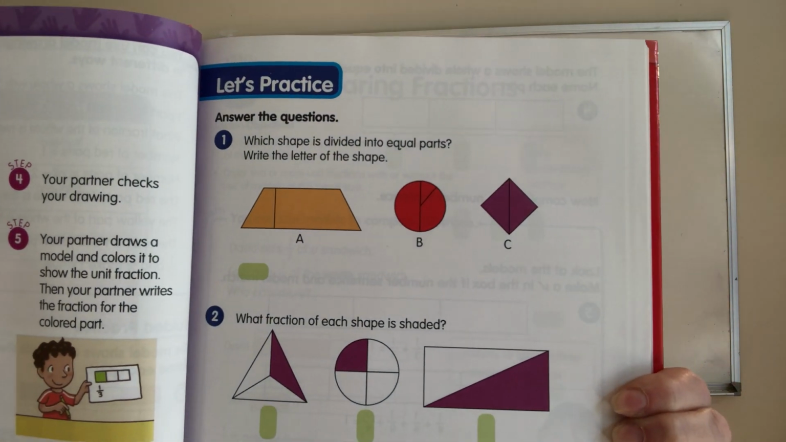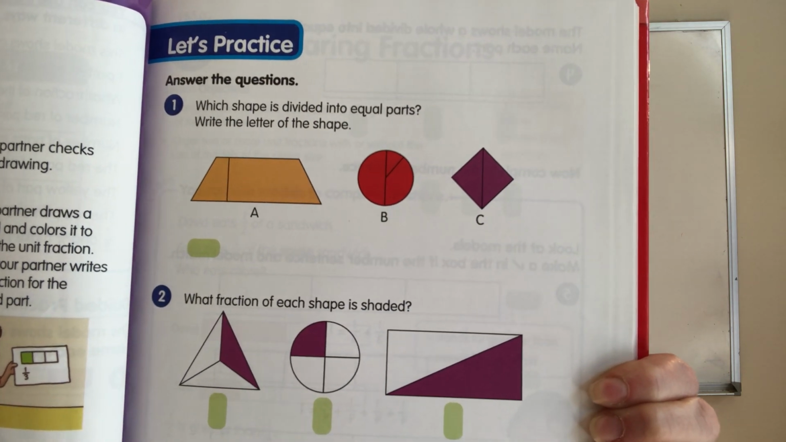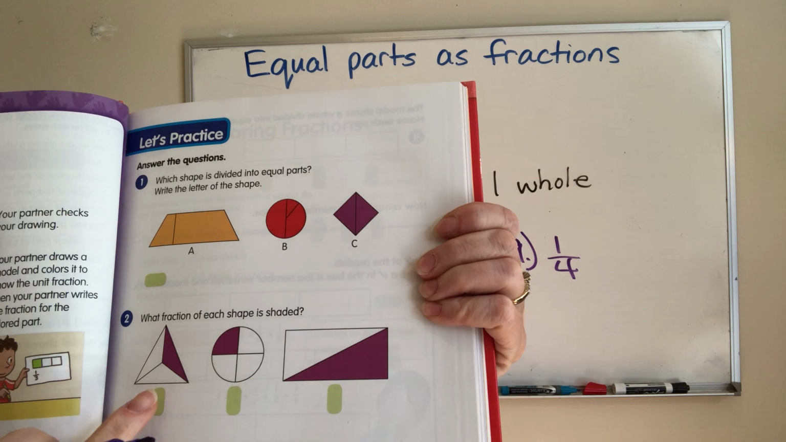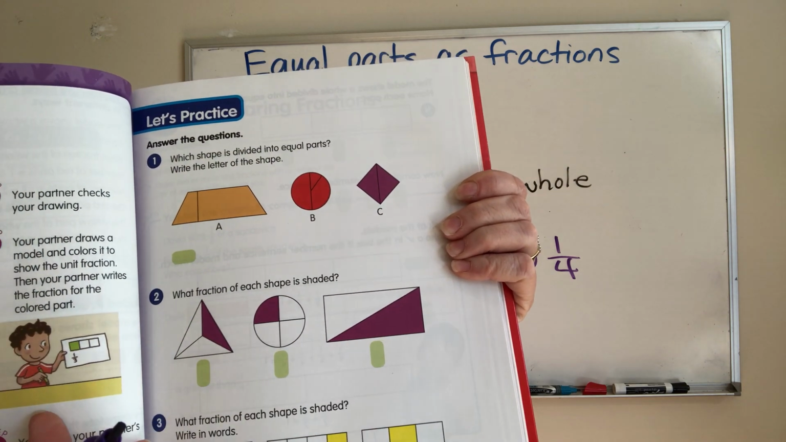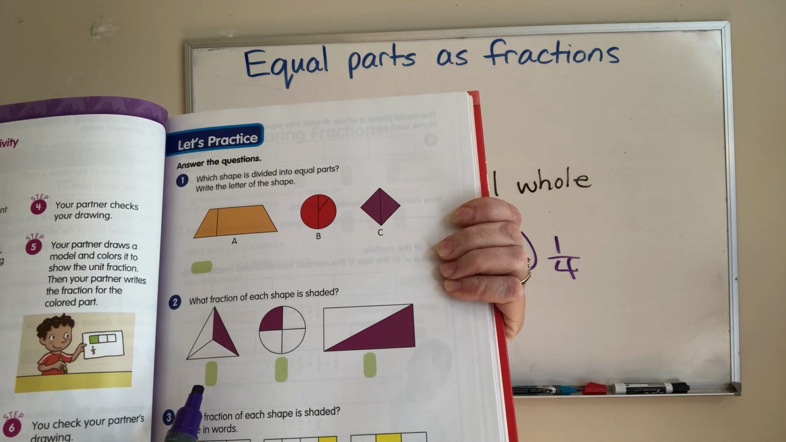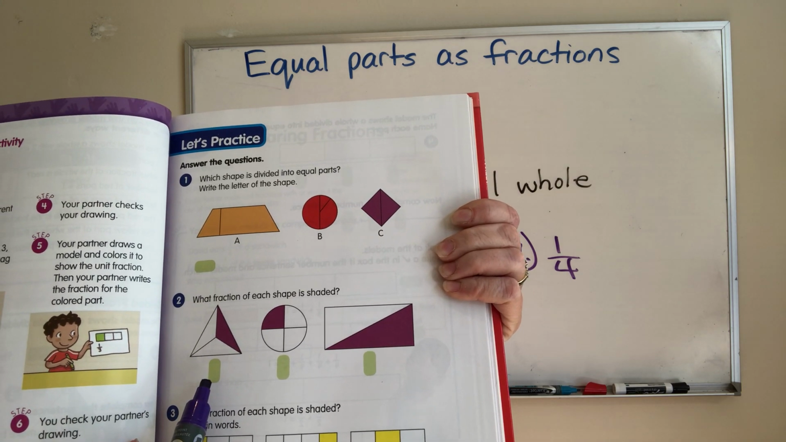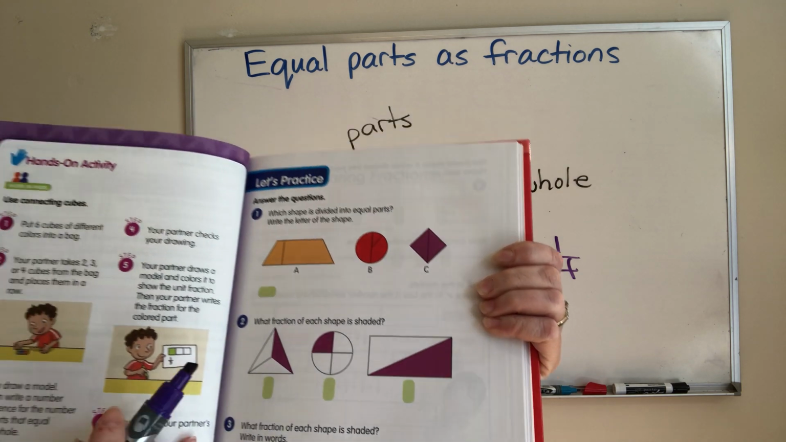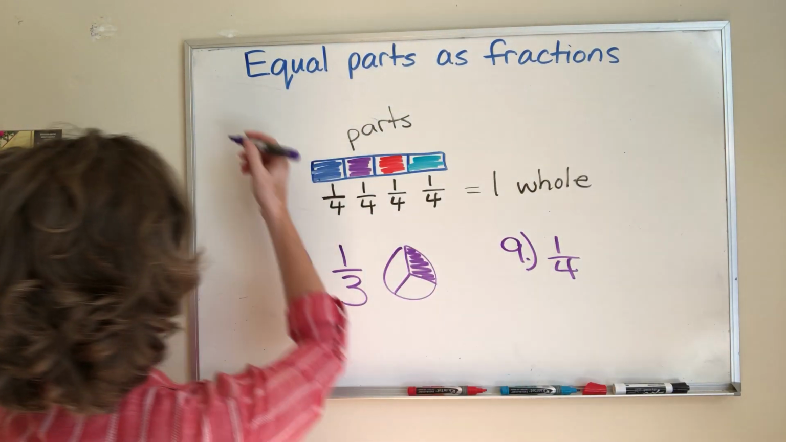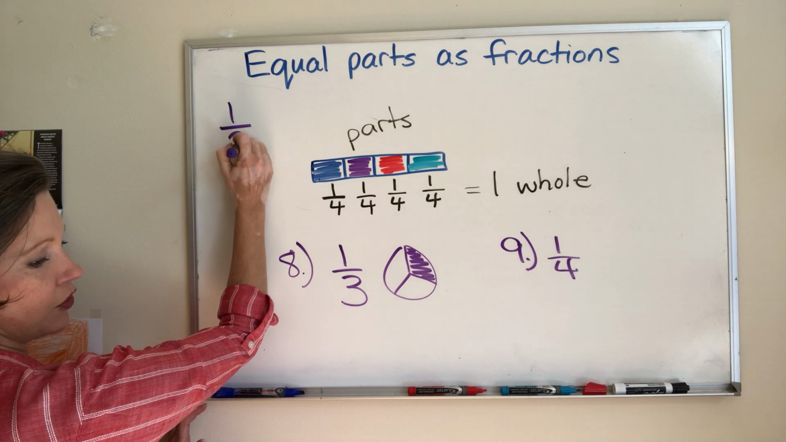Is it B? Is it C? Which one's equal? C is equal. Okay, what fraction of each shape is shaded right here? Looking at number 2, you can look in your book or up on the screen. This would be what fraction? Write it down, please. It would be 1/2, 1/2. I'll write it up here in purple, 1/2.